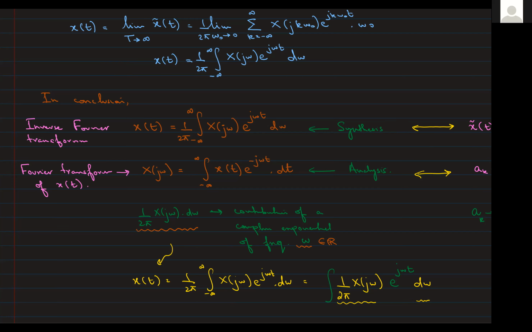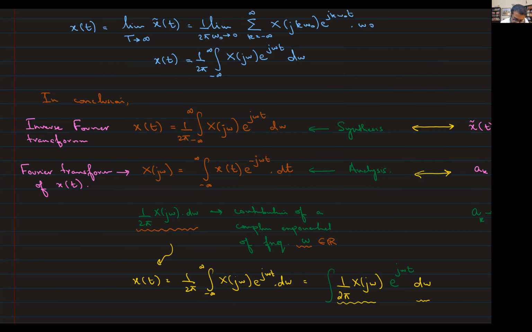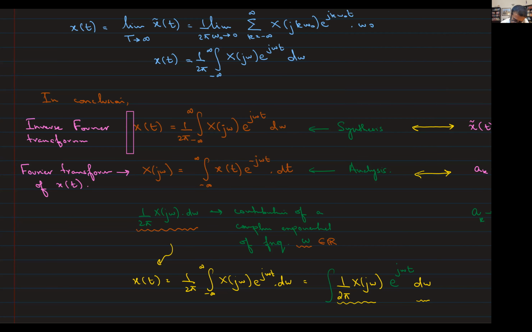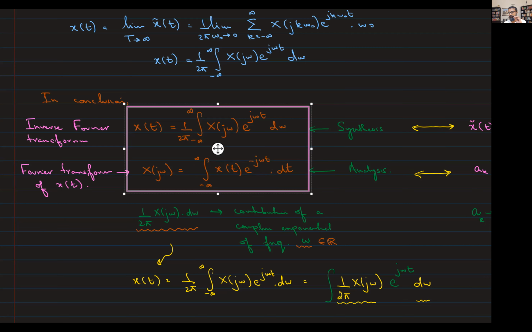Okay, so in conclusion, this synthesis expression and this analysis expression are the key, right? And they are very, very beneficial as far as engineering applications and scientific applications are concerned. So let me just box this up. These are the two important ones: the Fourier transform and the inverse Fourier transform. Any questions before I do some examples?